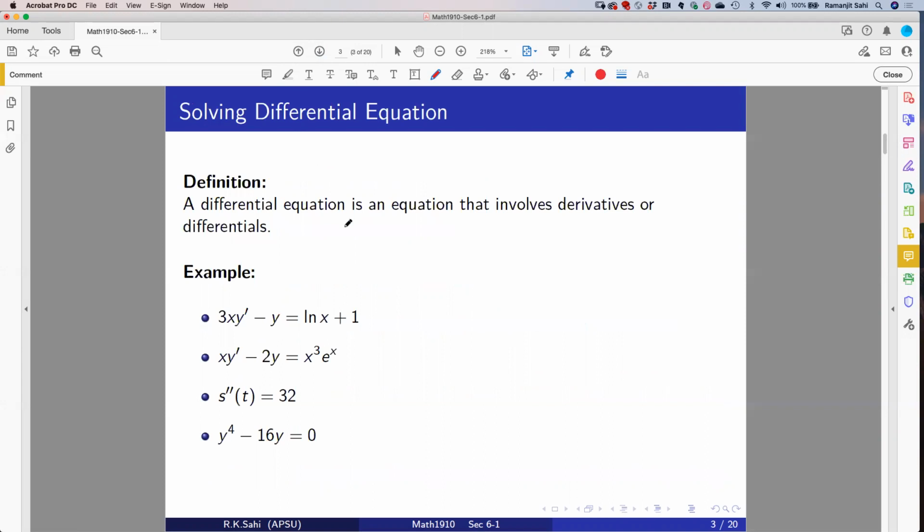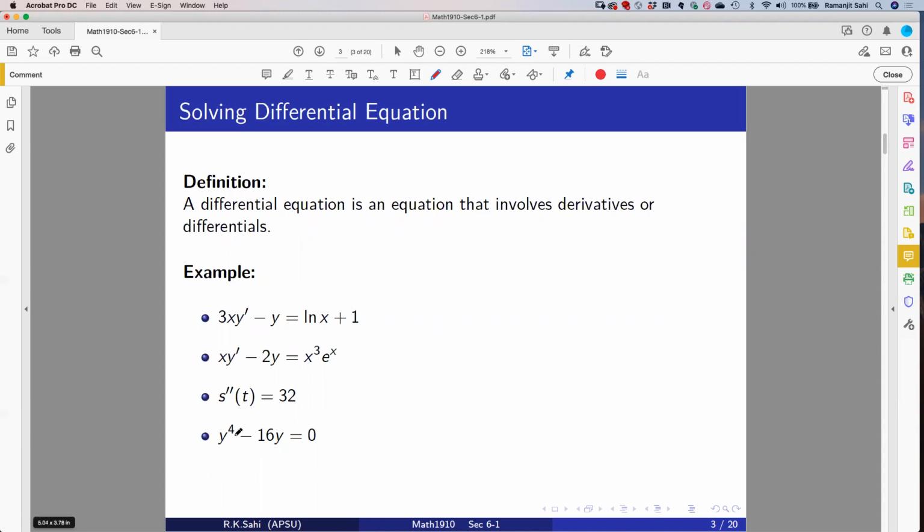Okay, let's begin. So what is a differential equation? It is very simple, an equation that involves derivatives or differentials. For example, 3xy' minus y equals natural log of x plus 1. Or we can have xy' minus 2y equals x to the power 3 e to the power x. Or we can have a second order differential equation, this s''(t) equals 32.